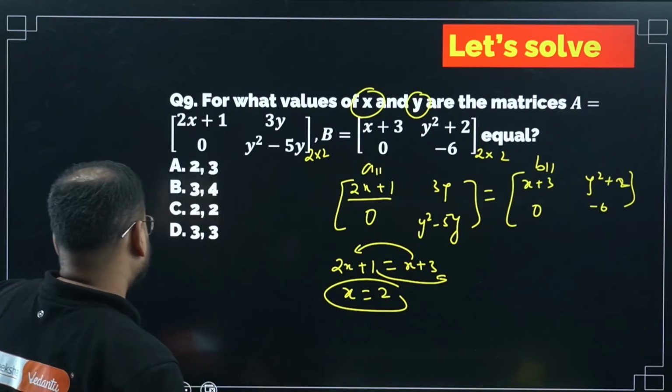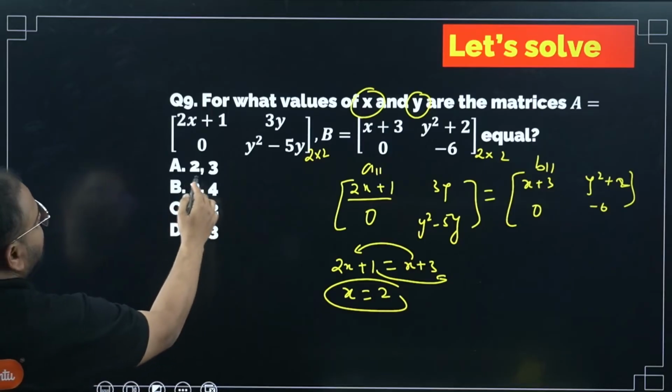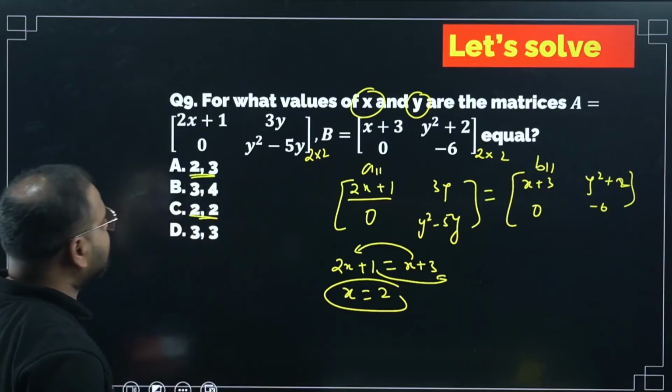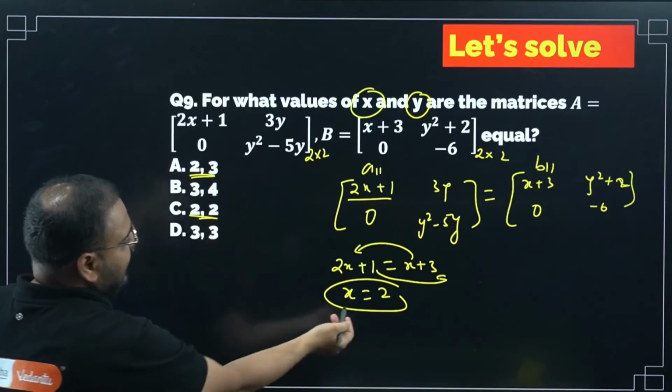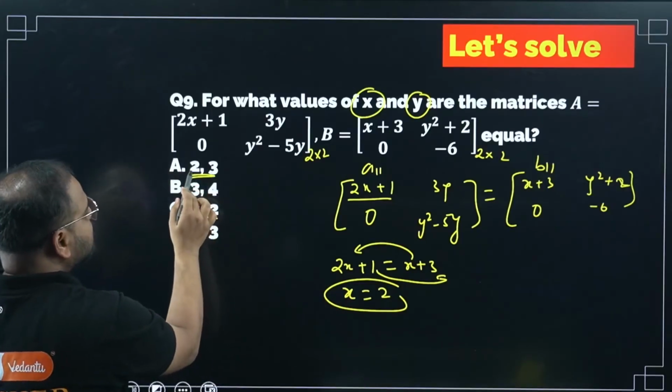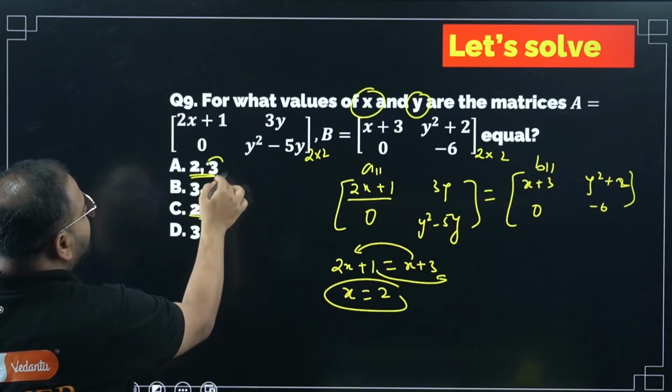X is 2 in 2 options. Okay. So either I can take this option or this option. Let's check. In one place y is 3, in another place y is 2. Correct. Now x is 2 in the first option, right? X is 2 in option A and option C. So y is either 3 or 2.